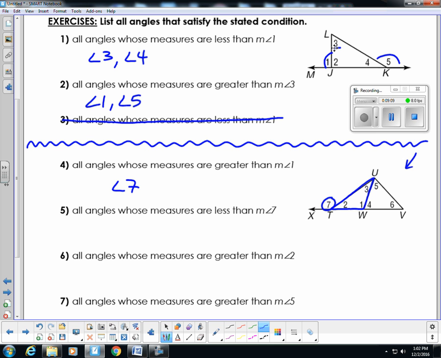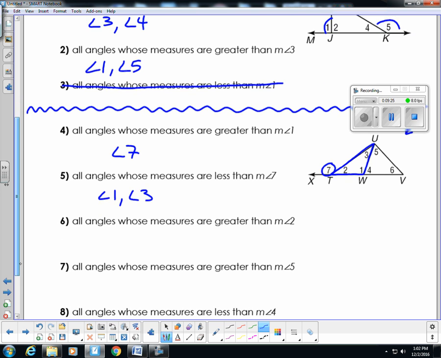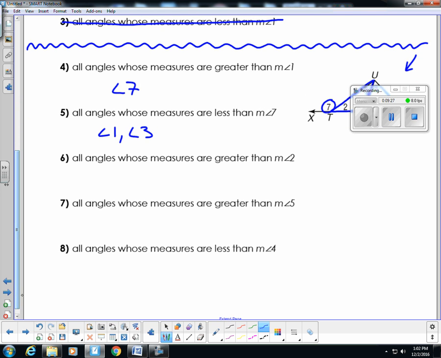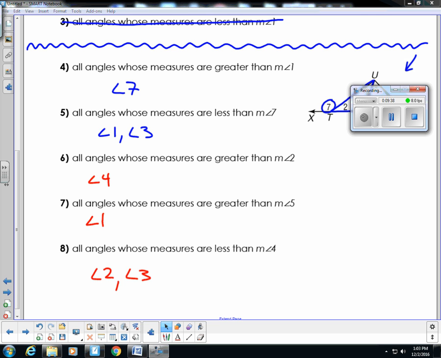Now, all angles whose measures are less than the measure of angle 7 would be whatever are the remote interior angles with exterior angle 7. Well, angle 1 is one of them. Angle 3 is the other. Now, you might want to pause and try 6, 7, and 8, and then come back to the video and see if you're right. Check out 6, 7, and 8. There's your answers.